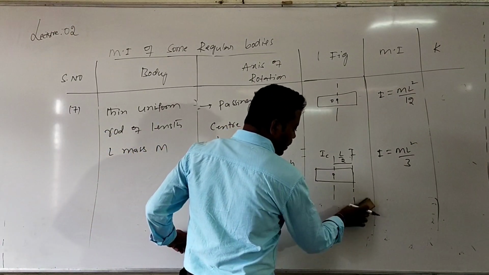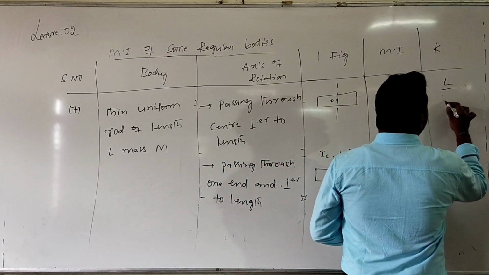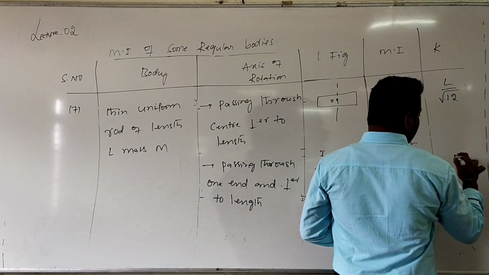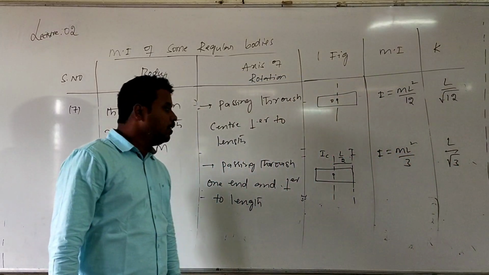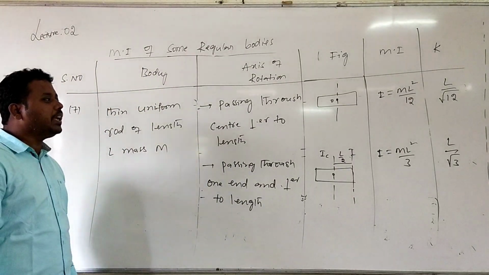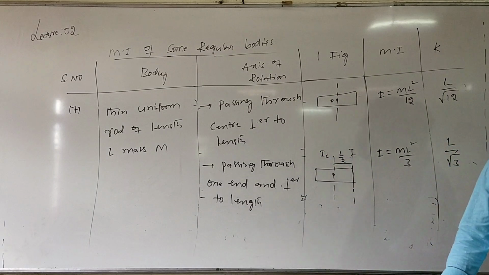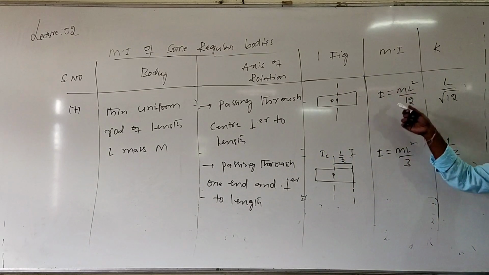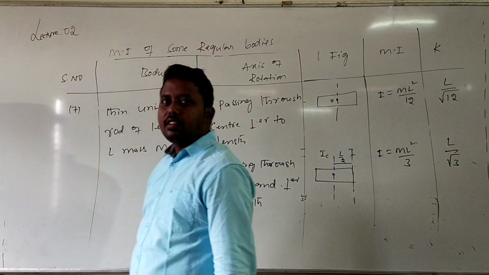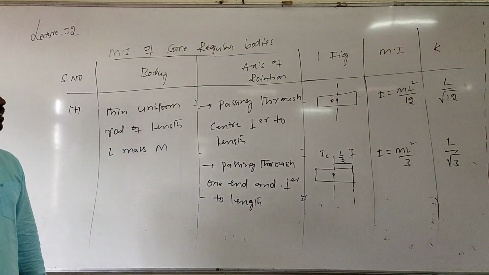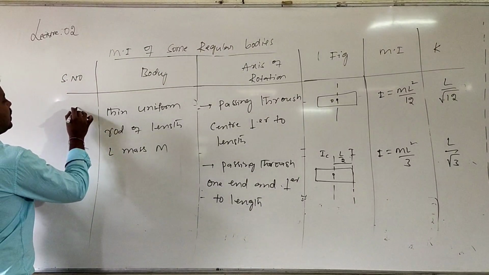Then what is the radius of gyration? Here the radius of gyration is L by root 12. Here the radius of gyration is L by root 3. That is for moment of inertia. Now you tell me, moment of inertia about which axis will be greater, which will be smaller? About an axis passing through the center. Always remember, moment of inertia about an axis passing through the center of mass will be of least value. So this is for a thin uniform rod. After completion of this, next one.